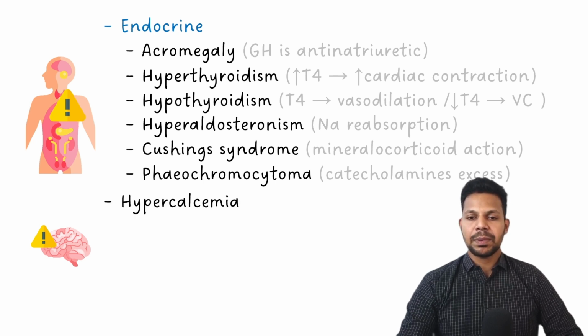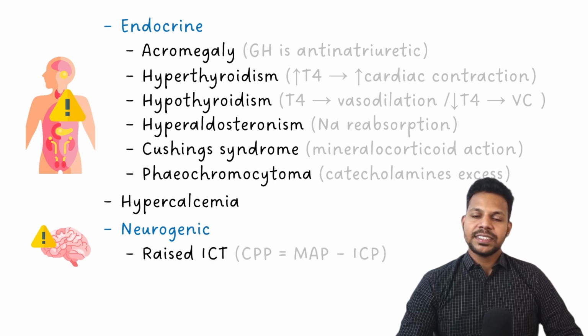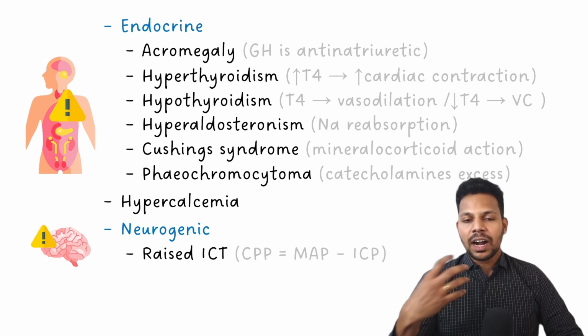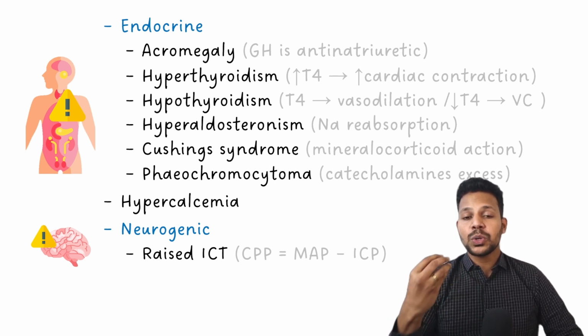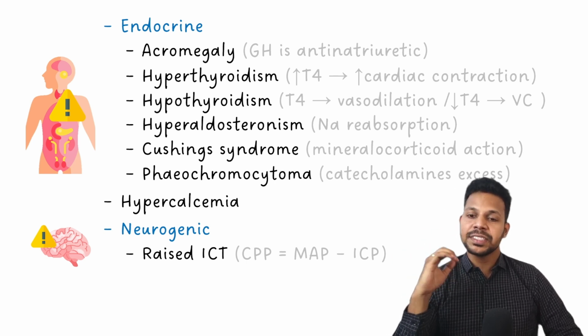Hypercalcemia can also result in hypertension. Now we have certain neurogenic causes as well. One of them is raised ICT. When there is increased intracranial tension or intracranial pressure, our heart has to pump in more blood in order to increase the mean arterial pressure so that the cerebral perfusion to the cerebral vessels and the brain is restored.